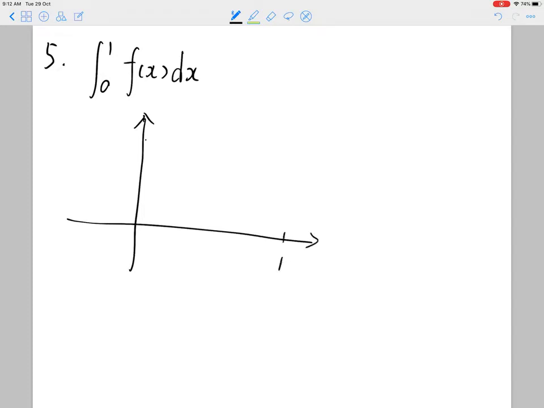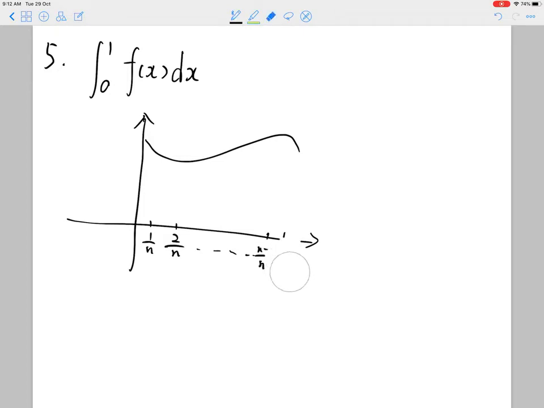Okay, problem 5. Problem 5 is the integration of a function between 0 and 1. So let's say between 0 and 1, this function looks like this. All right, so first we can divide this interval into n subintervals. Here it is n minus 1 over n.